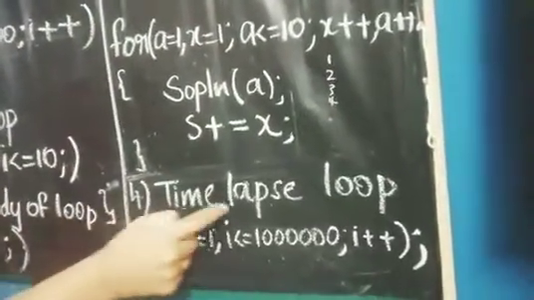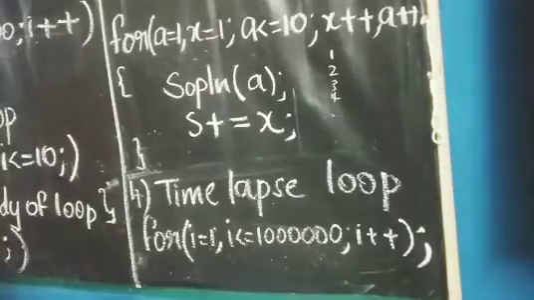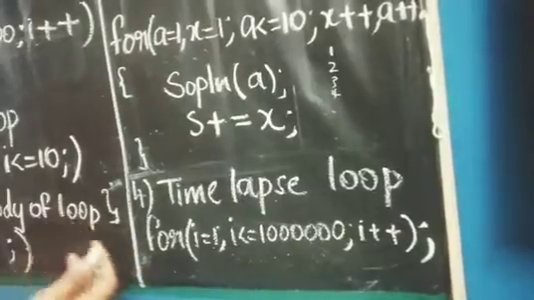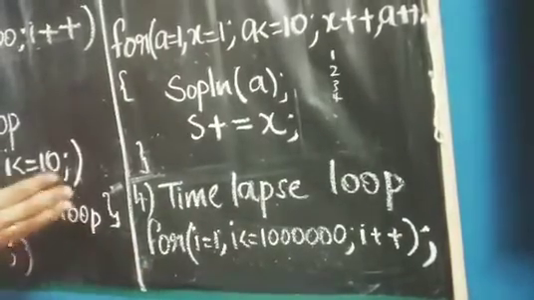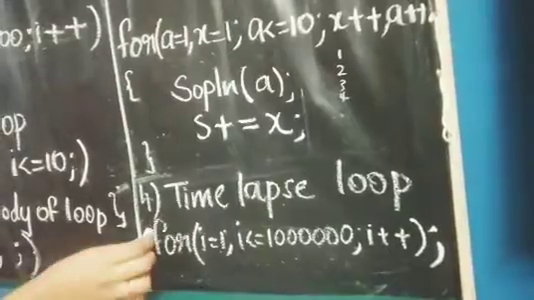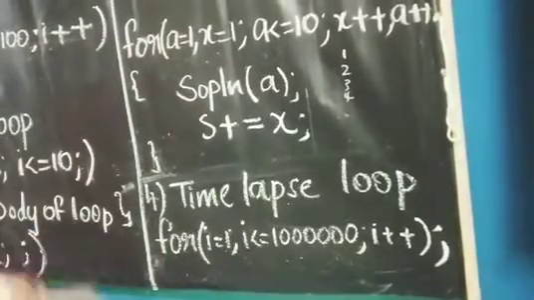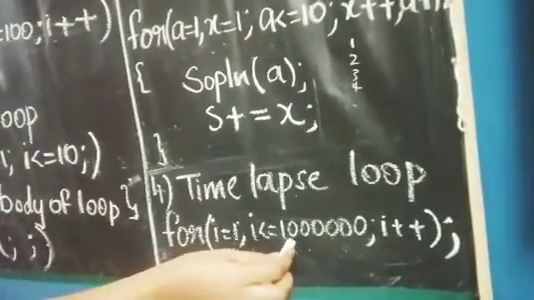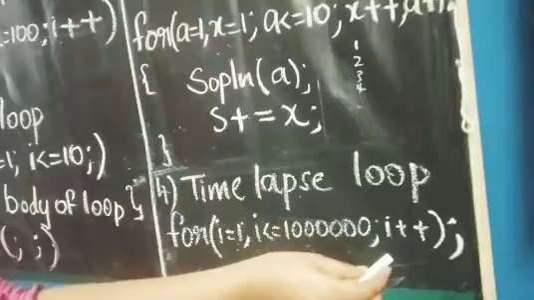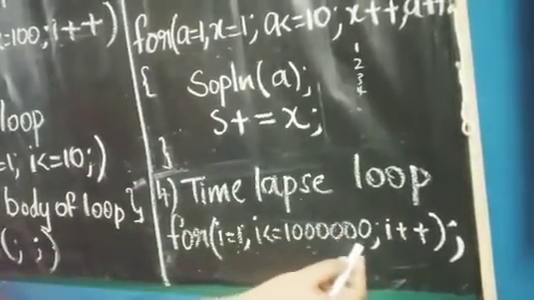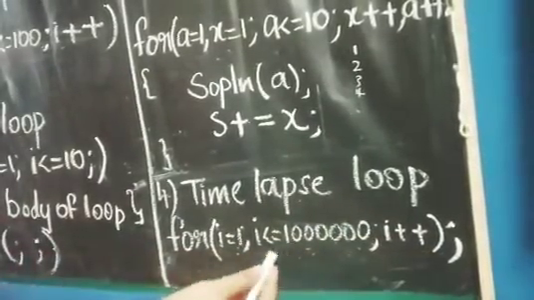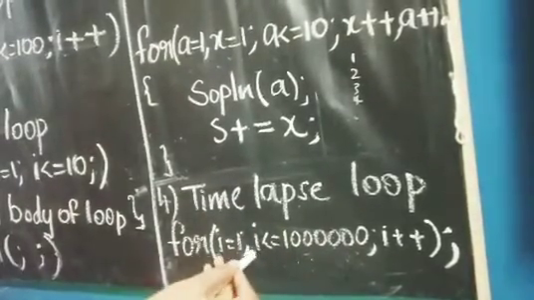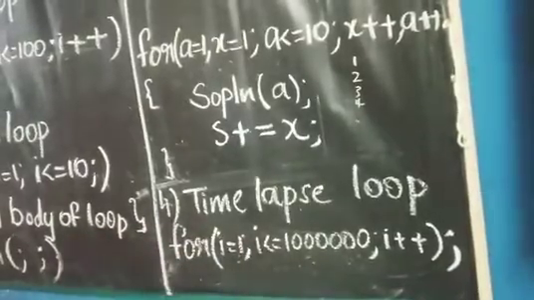Next is time lapse loop. That is, if you wanted to give any time lapse in the output, that means one output is appeared and the second output, if you want any time lapse in between the other output, then you can include a for loop in between the two outputs. So here is an example. For I is equal to 1, I less than or equal to, this is 1 lakh, I plus plus. So when you give a larger value in the condition, and there is a semicolon here, this will be simply iterates and you will be getting a time lapse in your output.